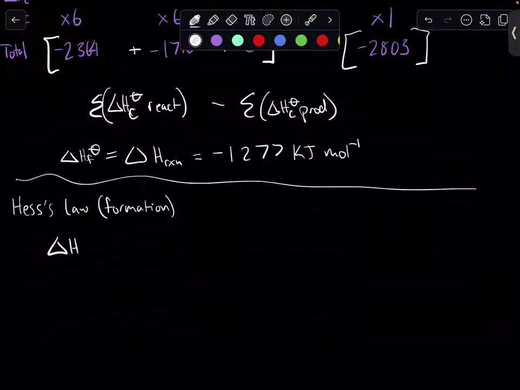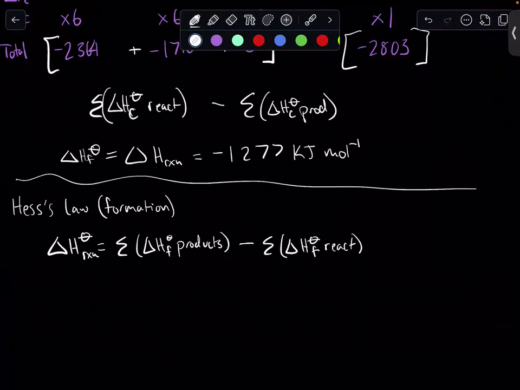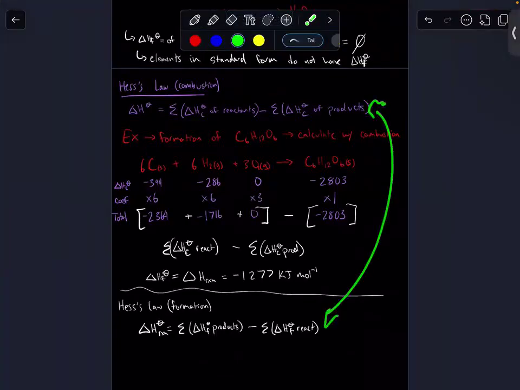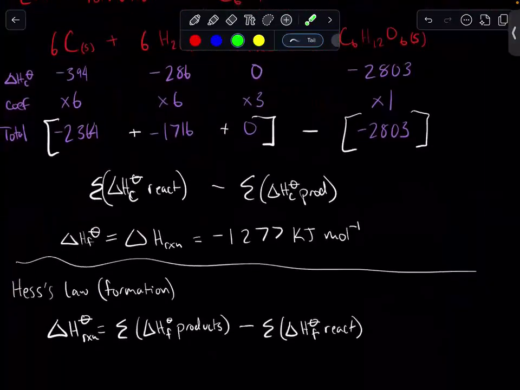The change in enthalpy of a reaction is also equal to the sum of the delta H of formation of products minus the sum of the delta H of formation of the reactants. You'll notice it is the opposite. So for combustion, we have reactants minus products. For formation, we have products minus reactants. Because we're looking at it from two different sides. Combustion is breaking things down while formation is building things up.